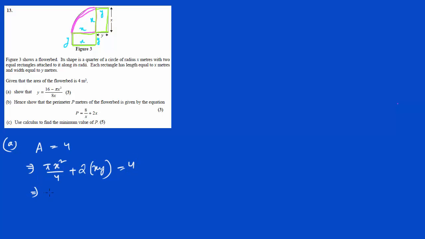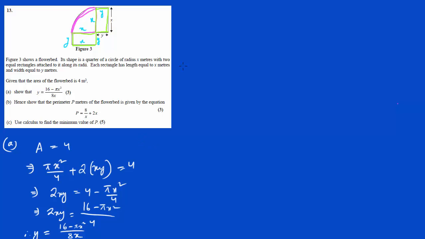If we simplify this, we can write 2xy equals 4 minus pi x squared by 4. And then if we simplify this, the LCM is 4, so this would be 16 minus pi x squared. Now we can write, therefore, y equals, if we send 2x to the other side, 16 minus pi x squared divided by 8x. And we have shown the expression for y.